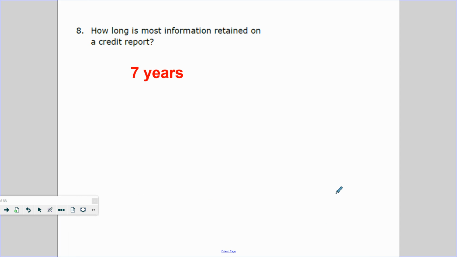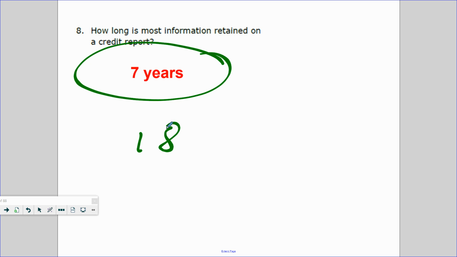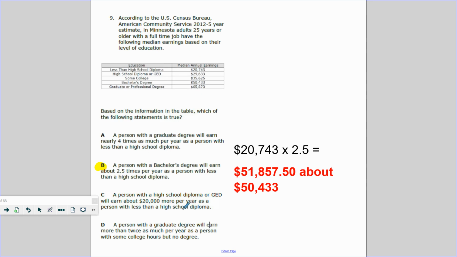How long will it stay on your credit report? 7 years. So at age 18, if you get your first credit card and you mess up, it will stay there until you're 25 years old. And number 9, the last thing is you need to compare salary. So which statement is true?